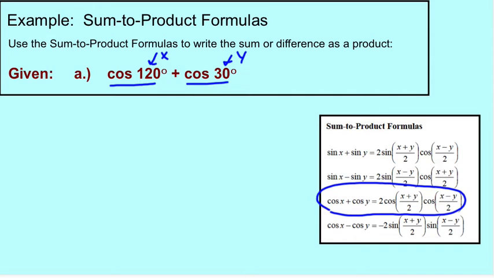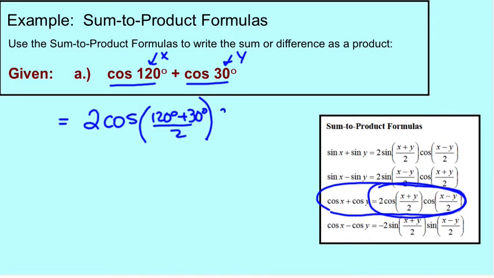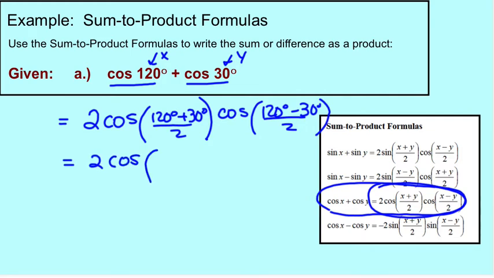Now we're going to go ahead and put it into this right-hand side. So it's 2 times the cosine of (120 degrees plus 30 degrees) over 2 times the cosine of (120 degrees minus 30 degrees) over 2. Now we'll simplify those fractions. We'll first take care of the numerator. 120 degrees plus 30 degrees is 150. And then subtracting them, 120 minus 30 is 90 degrees. And then divide by 2.